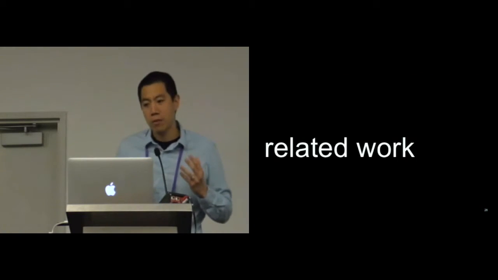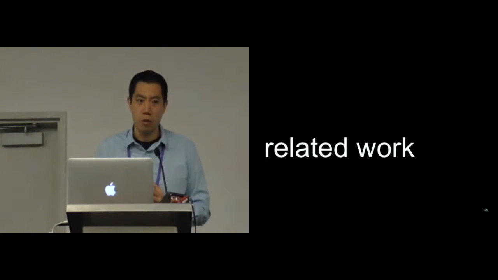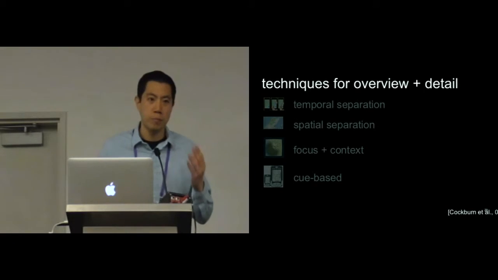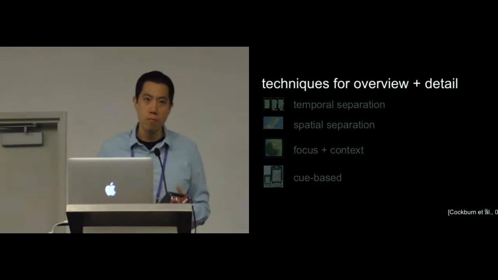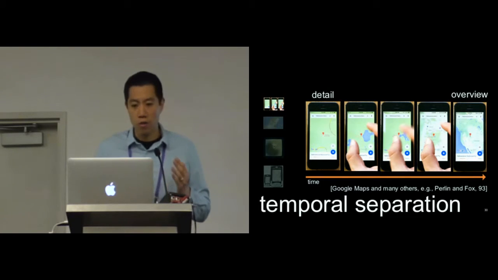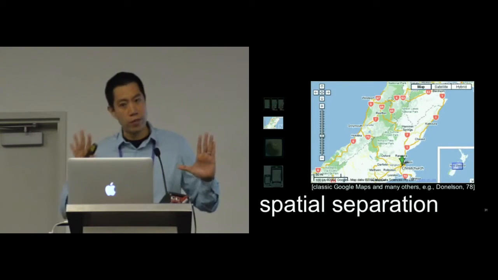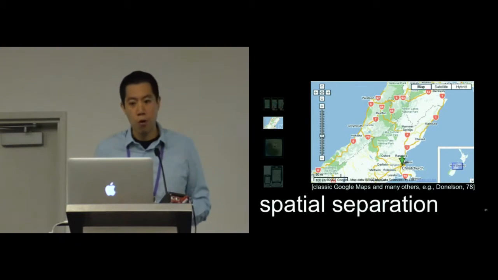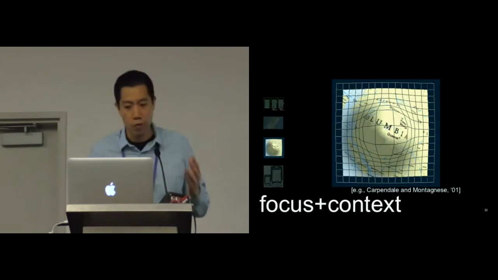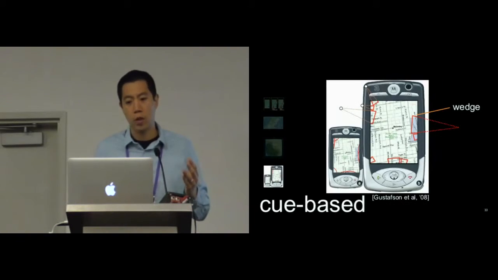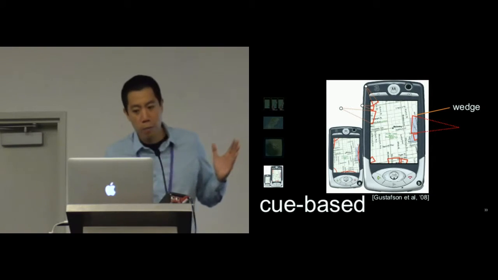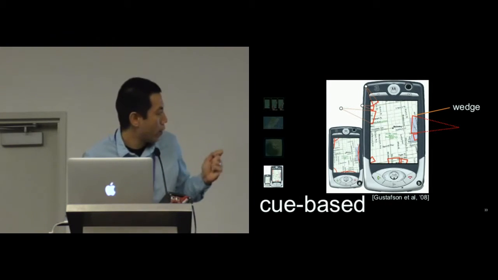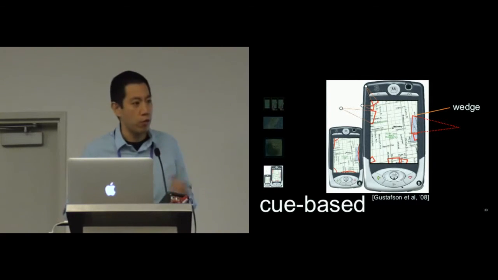This where is X problem is closely related to the overview plus detail problem in literature. As suggested by Cockburn et al., there are 4 techniques to communicate overview and details. Zooming interface separates overview and detail temporally. Spatial separation arranges overview and detail side by side. And focus context aims to blend the scene between overview and detail. Cue-based technique uses proxy to indicate important off-screen objects. Here, by completing the shape of those partially included triangles called wedges, user can estimate the location of off-screen objects.